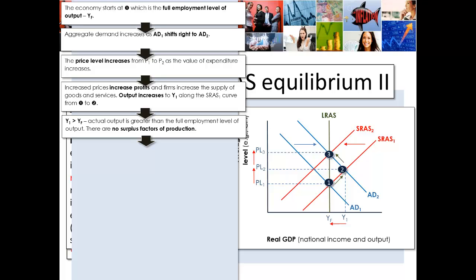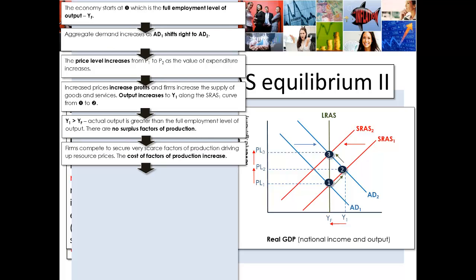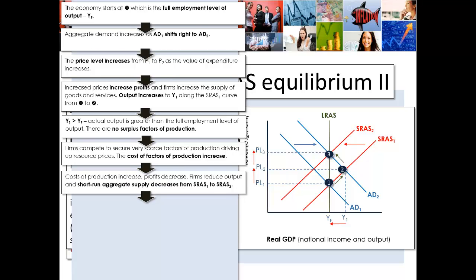Next, at this point here, Y1 is greater than the full employment level of output, YF. Actual output is greater than the full employment level of output. There are no surplus factors of production. The economy is short. The supply of the factors of production are scarce. So firms are going to compete to secure very scarce factors of production now at Y1. There's a high level of output, remember. Firms are going to compete to secure the very scarce factors of production, and this is going to drive up resource prices.